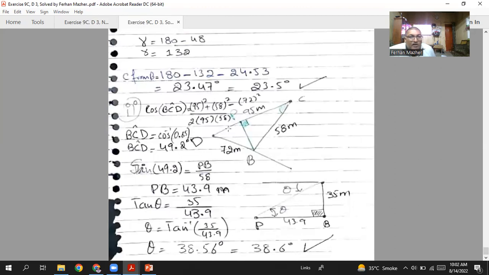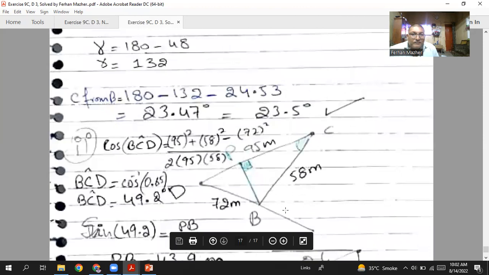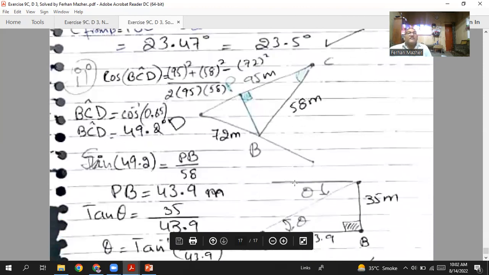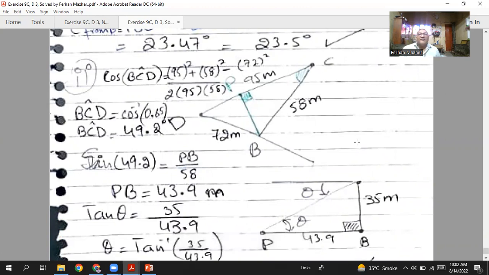Angle at the C. So the cos of the BCD will be equal to 95 squared plus 58 squared minus 72 squared in the numerator. In the denominator, we will write 2 multiplied by 95 multiplied by 58. And when you enter this in your calculator, you will get 0.65. Then the BCD angle will be the cos inverse of 0.65. So the BCD angle will be 49.2.